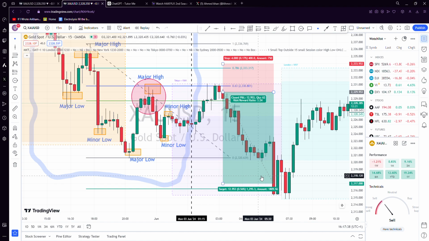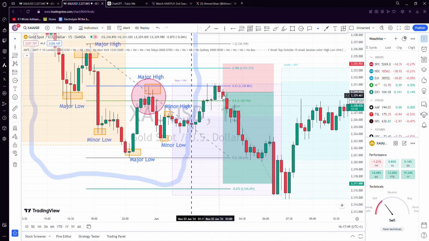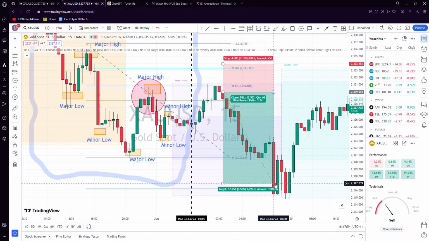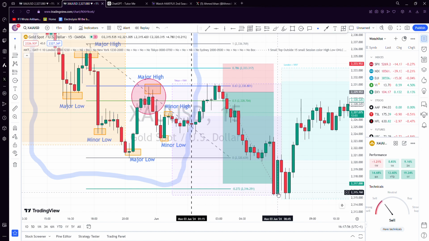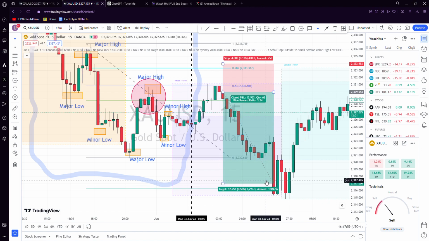Stop loss 40 pips. Look at the risk to reward, 1 to 3.24. So every 100 quid, you're getting 324 quid. Fat trade. It started from 3:15 a.m. and finished at 6:30 a.m., so about 3 hours 15 minutes roughly. Which session is that? Asia, Tokyo. It actually started in Tokyo and finished in Tokyo as well.